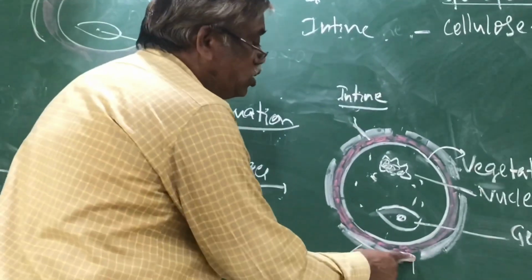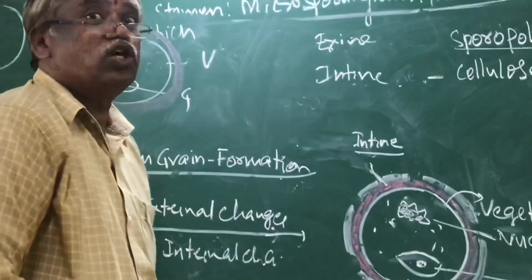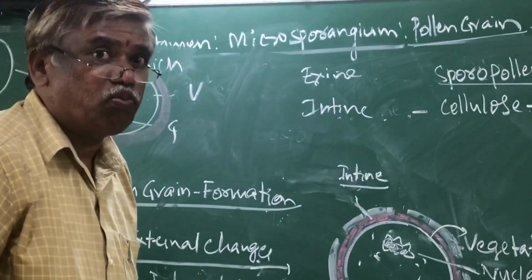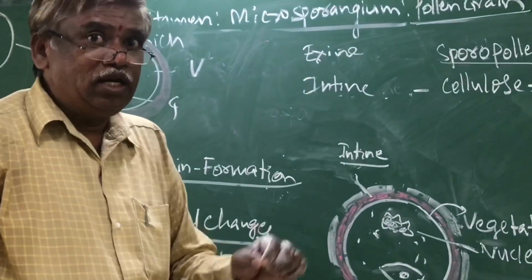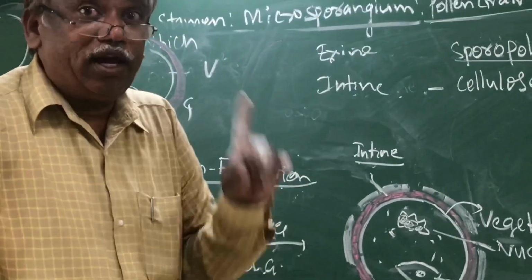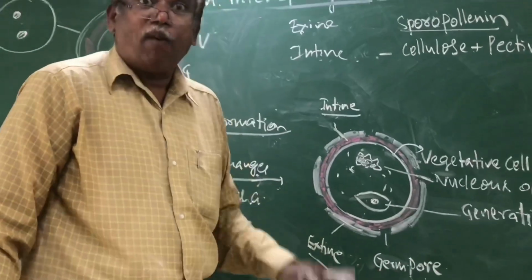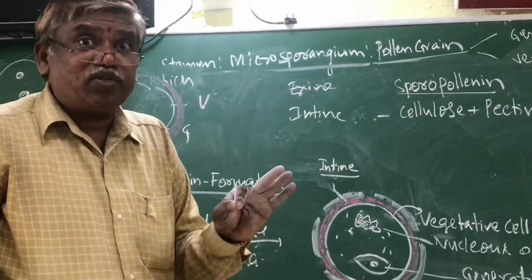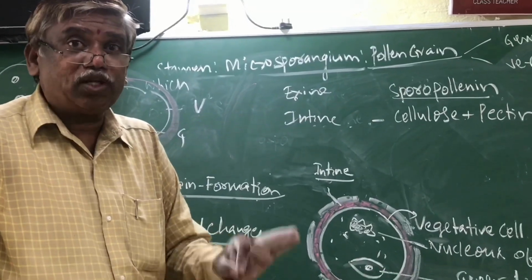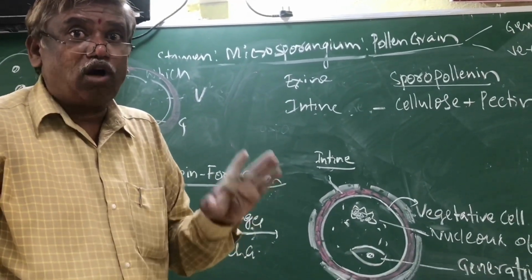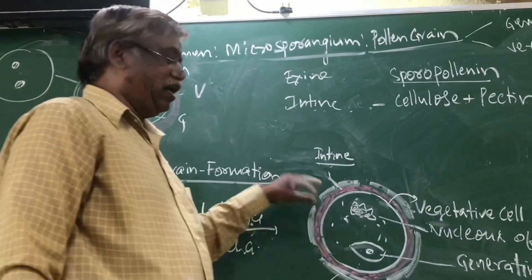It is called germpores. Germpores. What is a germpore? On the surface of the pollen grain, some apertures are there. Where the aperture is there, that is called a germpore. An aperture indicates absence of exine.